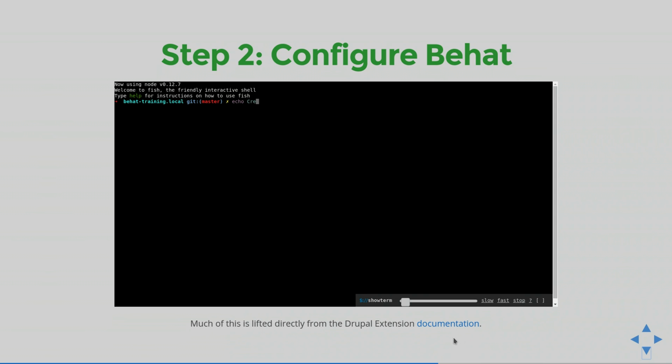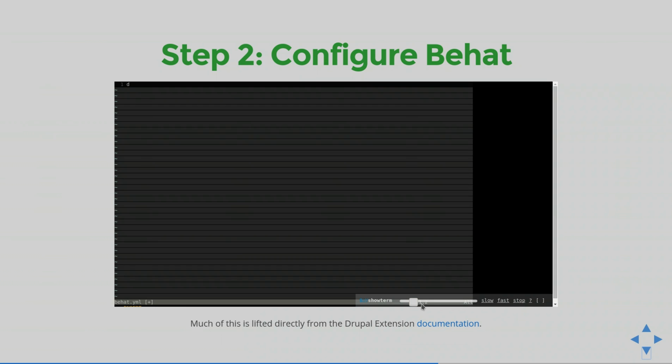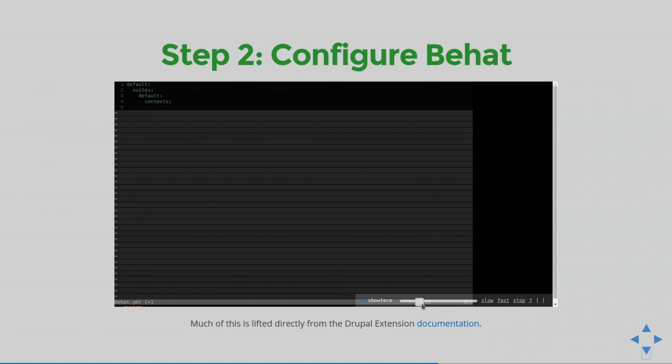So the next step is we need to configure Behat. Again, all this stuff is derived from the Drupal extension documentation. So we're going to create a behat.yaml file. Default up at the top, that's the profile name. You can create multiple profiles. For the purpose of what we're doing here, we're just going to have one. Then you see suites and the default suite. Again, you can have multiple suites. We're just going to do one.